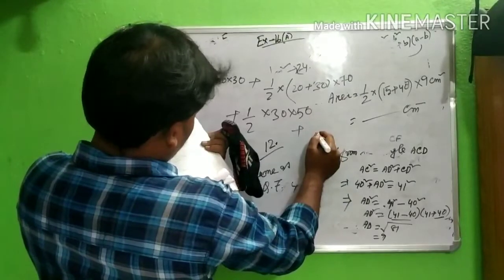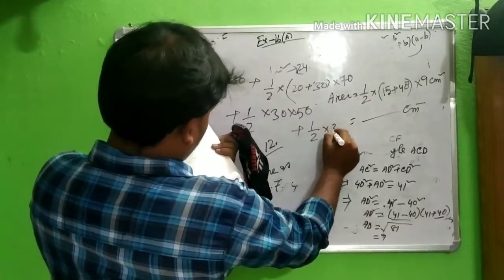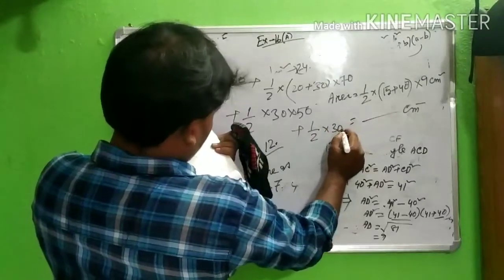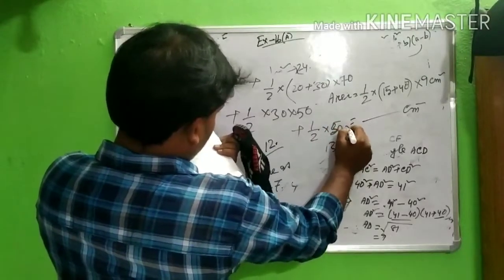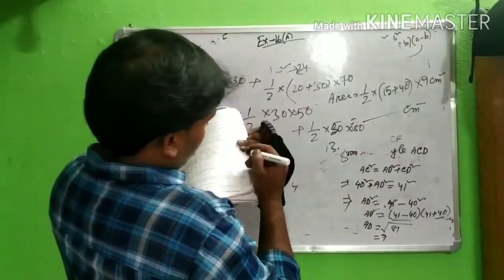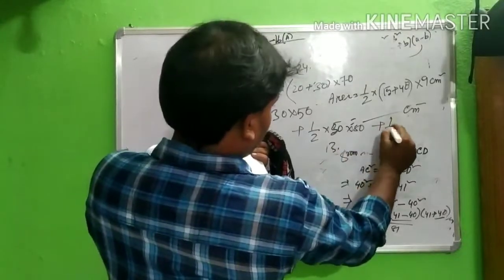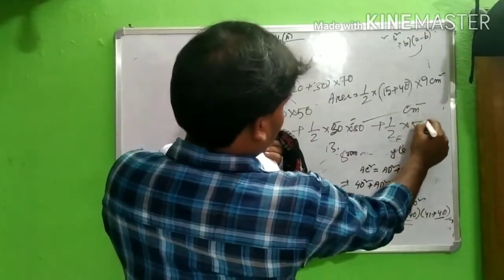Next one, half into 30, half into 50 into 80, and these two triangles, plus half into 50 into 70.